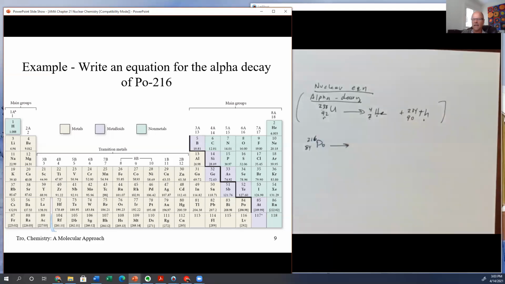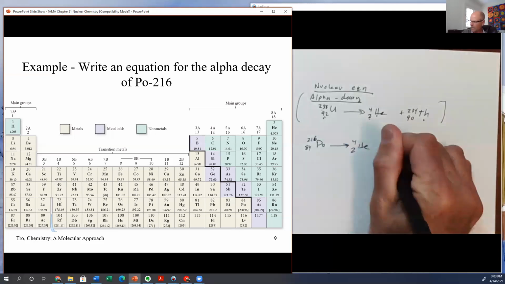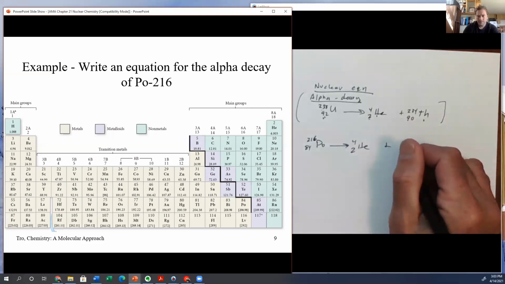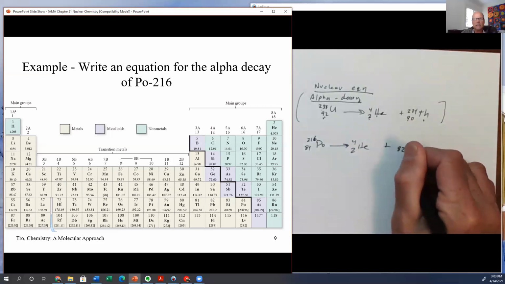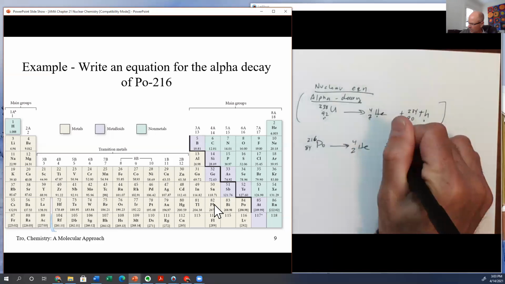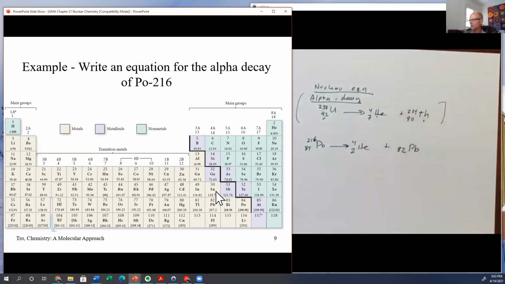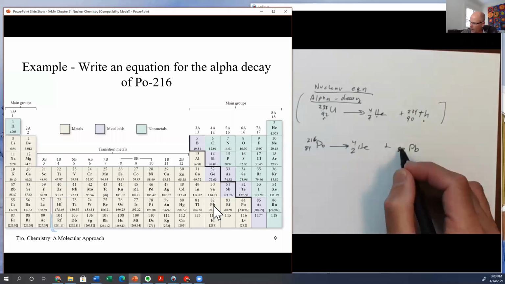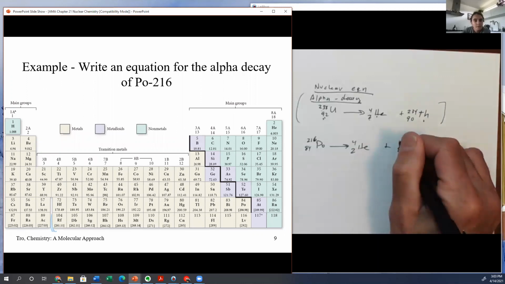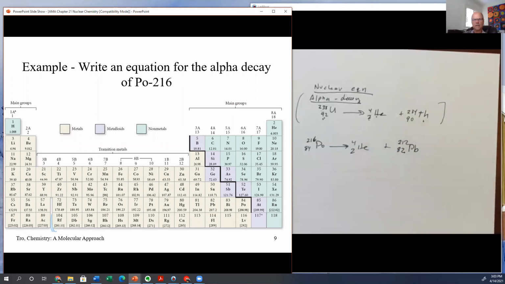And then if it's going to be an alpha decay, then we know it's going to give off an alpha particle. So what is the atomic number of what is called the daughter nuclide? 82. So we can go to the periodic table and we can see that 82 is lead. So this is lead, 82. And then what must be the mass number of this daughter nuclide? 212, right? So it's lead-212. Does that make sense?